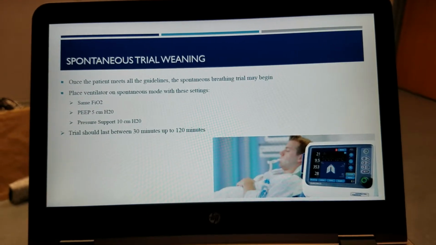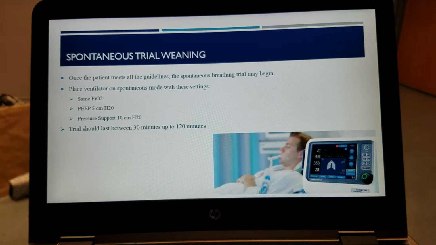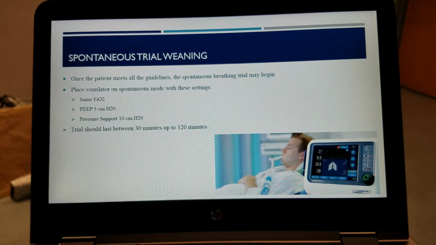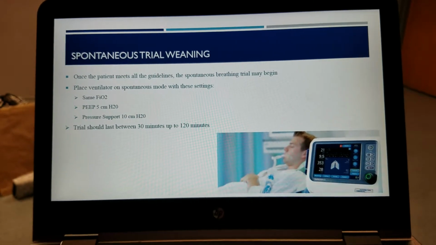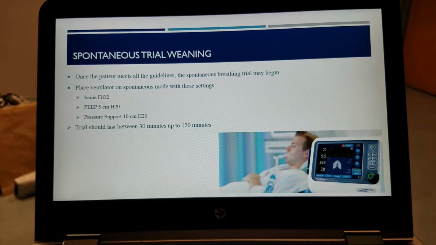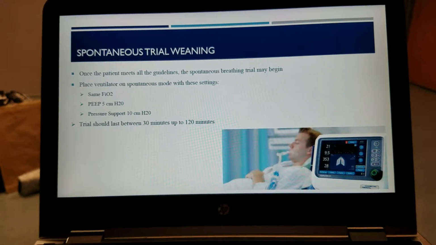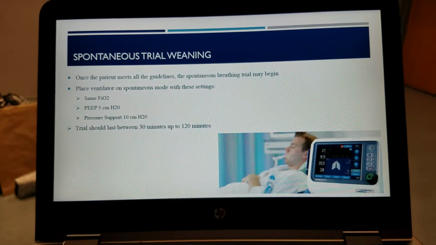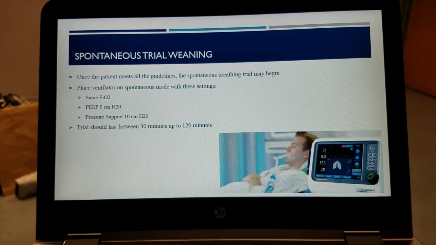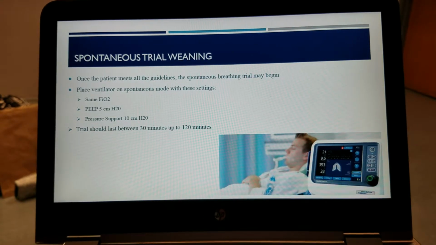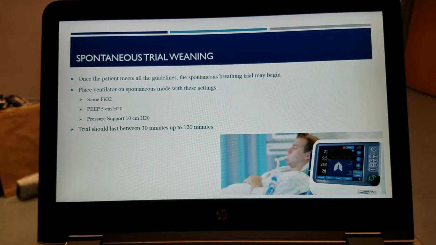So this is the spontaneous breathing trial. Once a patient meets all the guidelines, the spontaneous breathing trial may begin. You place the ventilator on spontaneous mode with these settings: the same FiO2, the PEEP should be 5 centimeters H2O, and the pressure support 10 centimeters H2O. The trial should last between 30 minutes and up to 120 minutes.